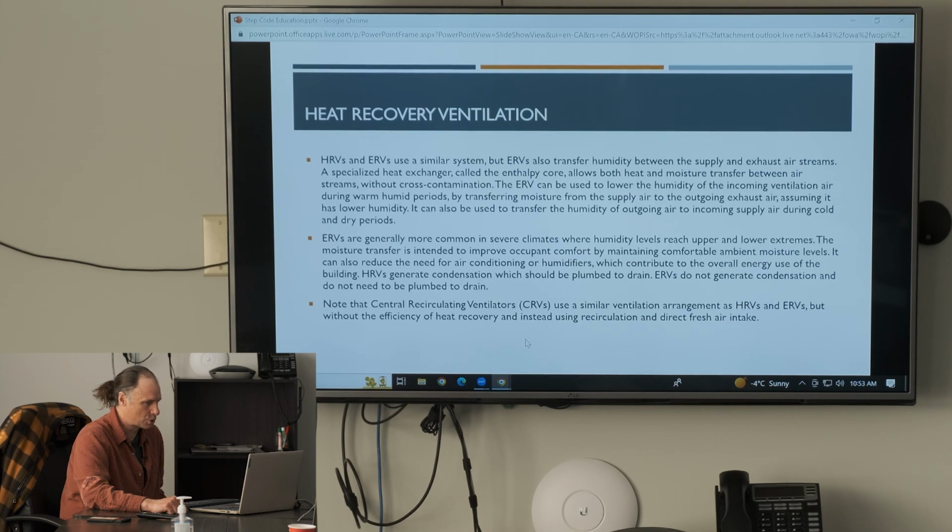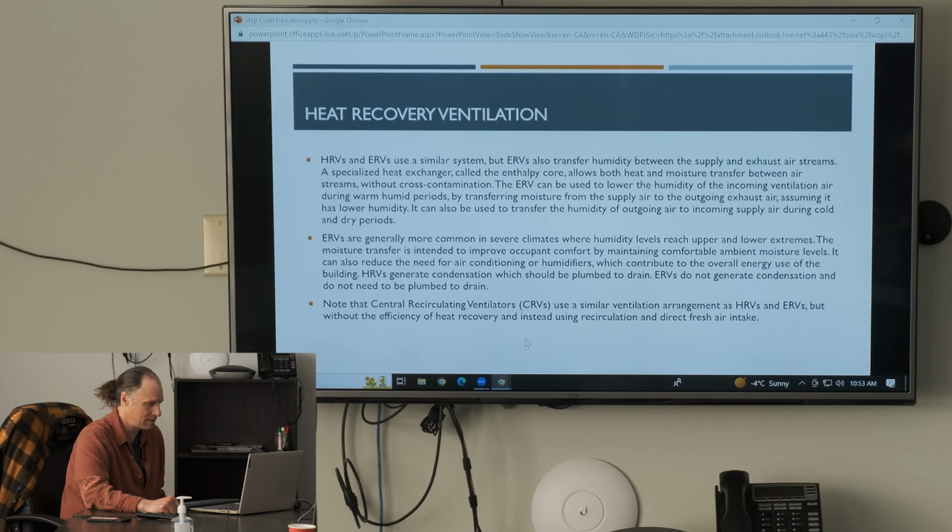It can also be used to transfer the humidity of outgoing air to incoming supply air during cold and dry periods. ERVs are generally more common in severe climates where humidity levels reach upper and lower extremes. So not as popular in drier western climates. The moisture transfer is intended to improve occupant comfort by maintaining comfortable ambient moisture levels.